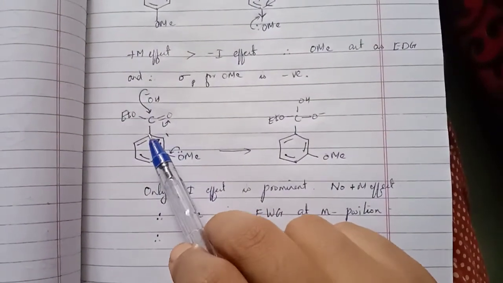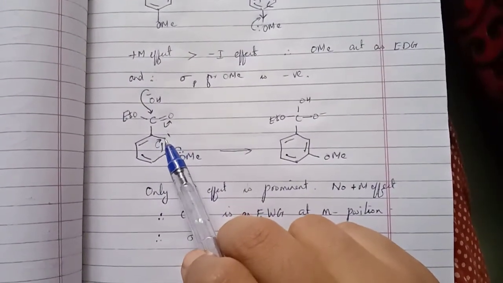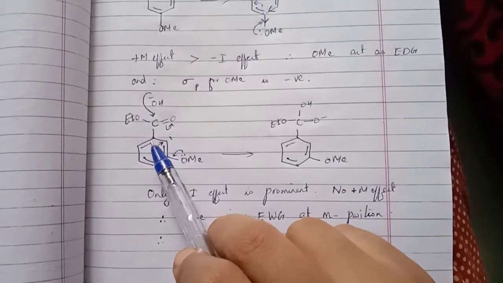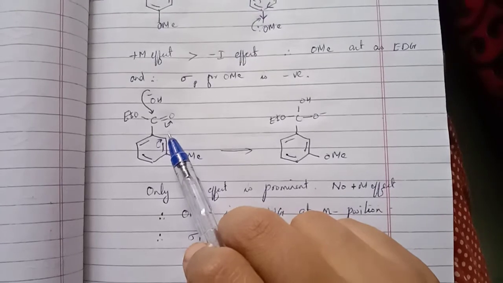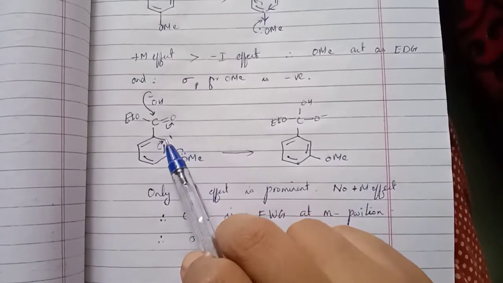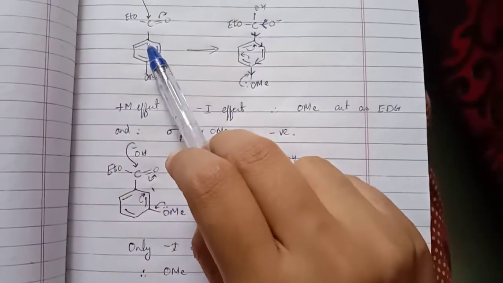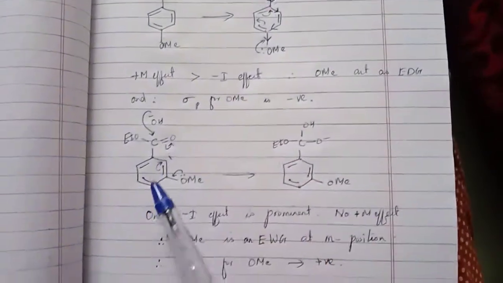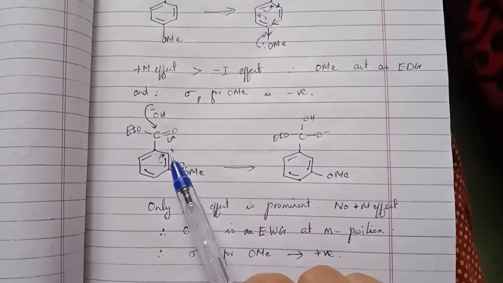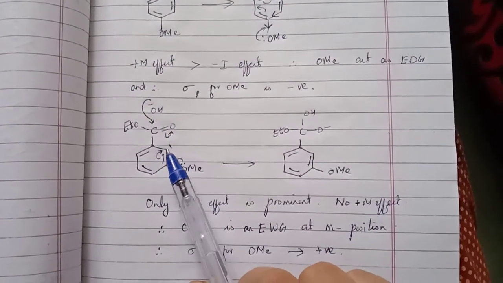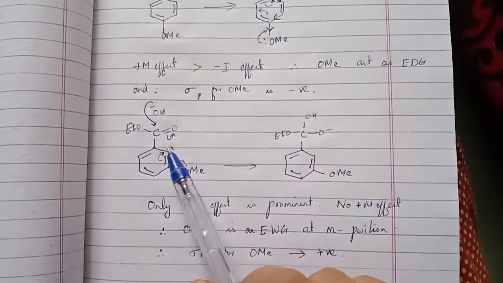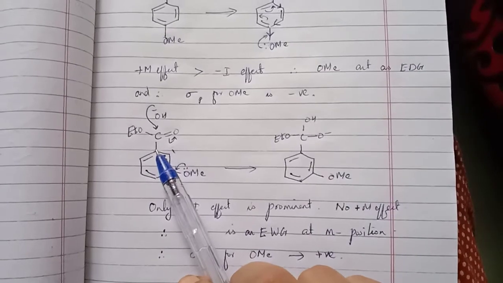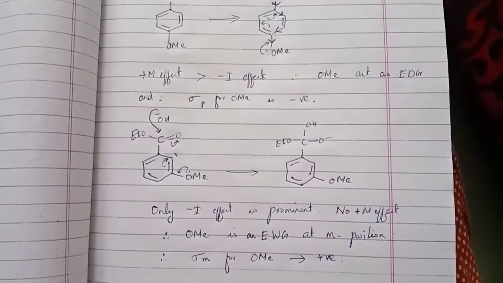It is not at the ipso carbon, it is at the carbon here. It's not at the carbon on which the substituent is attached. It is at the vicinal, next carbon. So here plus M effect is very much prominent, but here plus M effect will not be that prominent. Negative charge will stay here. It won't come to this carbon. Okay, I think it is clear for you.